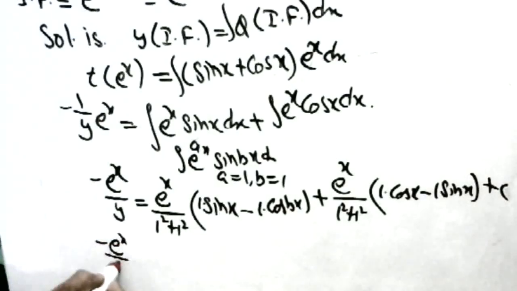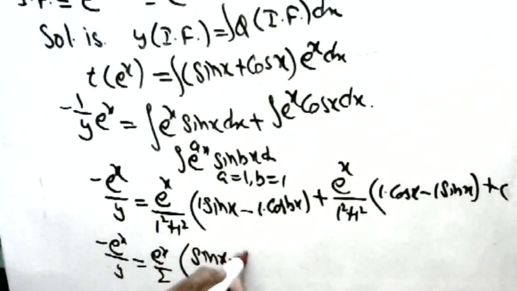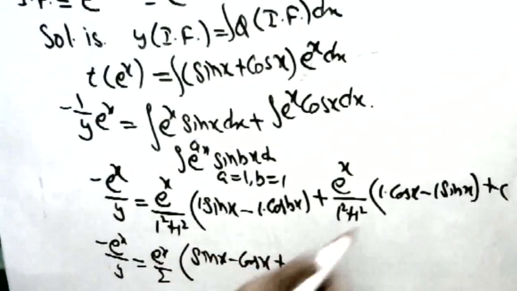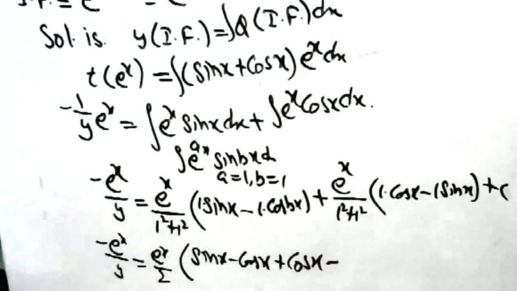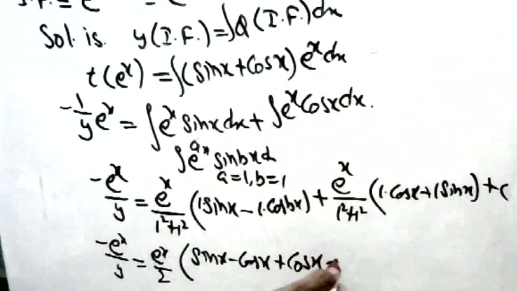Now if we take common, minus e power x by y equals e power x by 2 times, what is left here is sin x minus cos x, plus what is left here is cos x plus sin x. Now let me cancel these two.